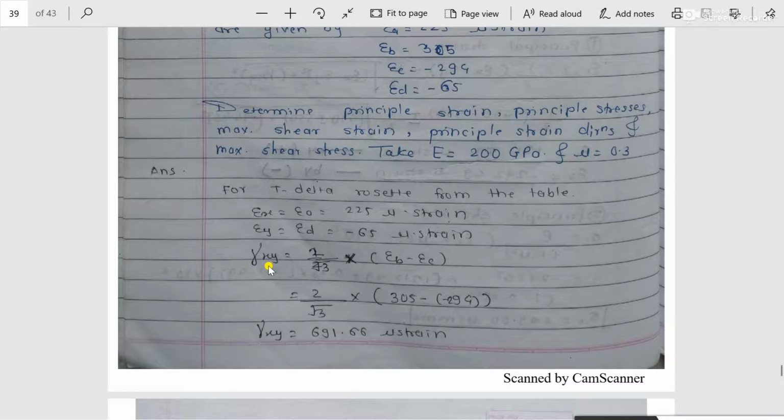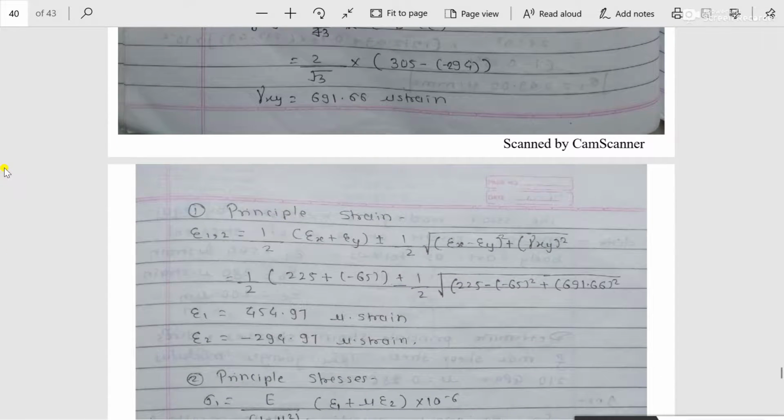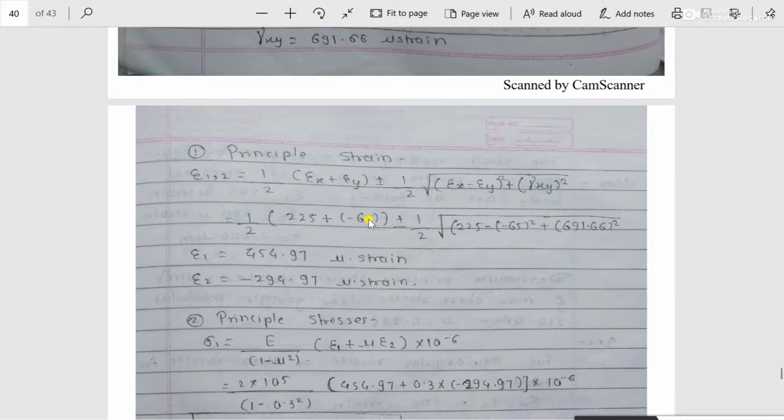Same procedure we have to follow for all the types of rosettes, that is by identifying the name of the rosette. Initially I have to calculate all these three parameters, then one by one we'll calculate the unknown parameters. That is, first one is the principal strain. Again the same formula, epsilon 1 I have to calculate, epsilon 2 I have to calculate.